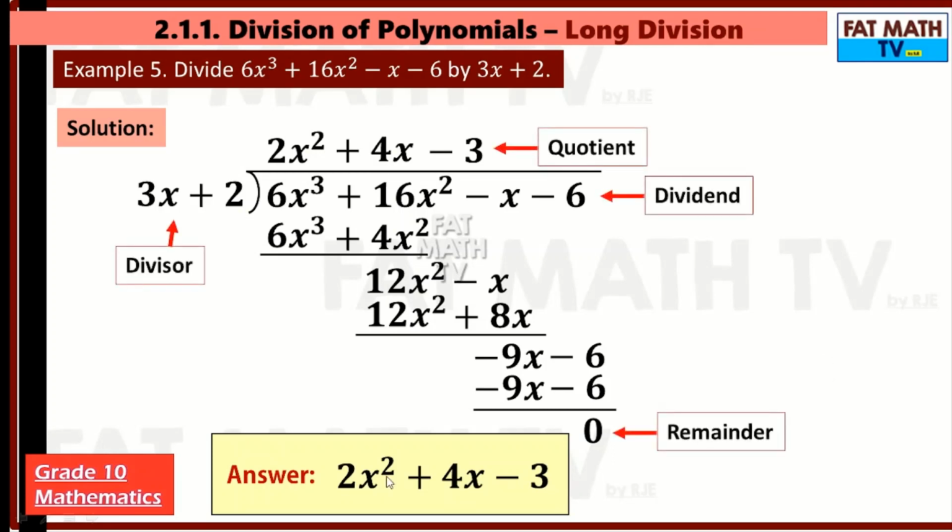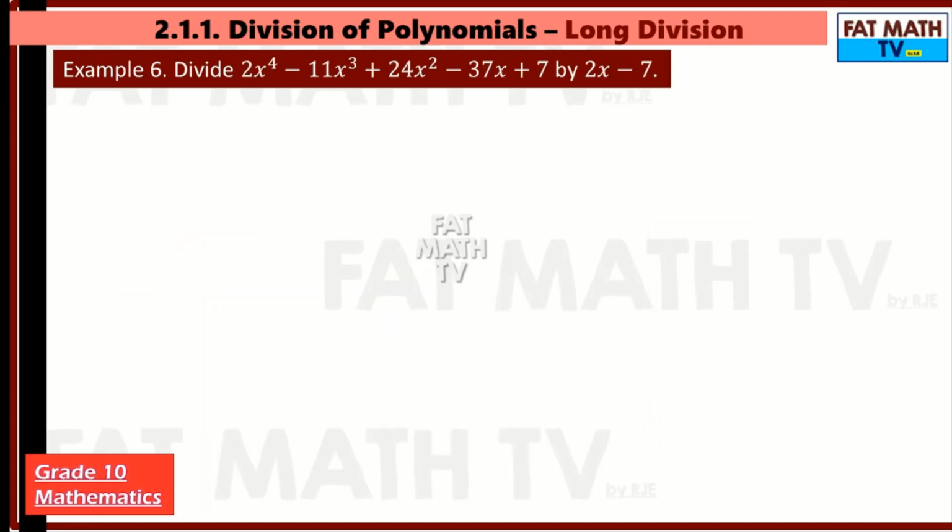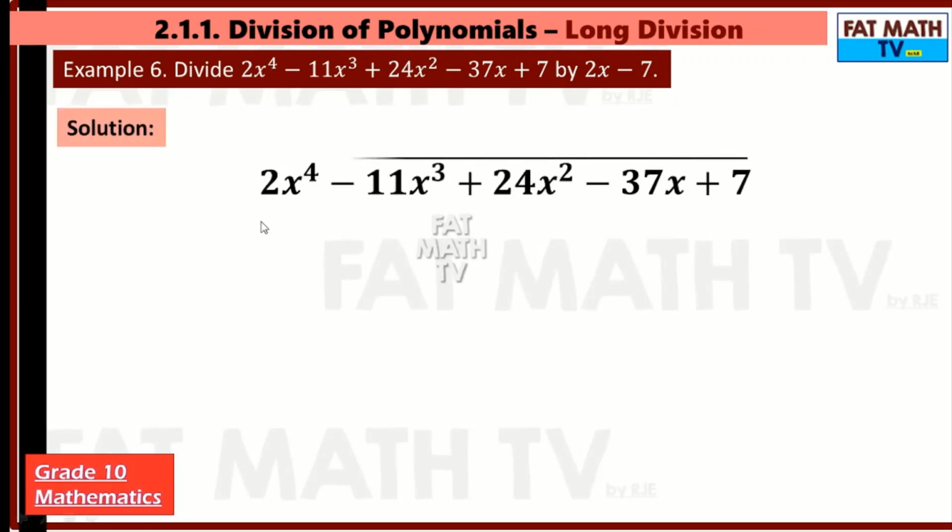Let us have example number 6. Okay, we have a polynomial of degree 4. So 2x raised to 4 minus 11x cubed plus 24x squared minus 37x plus 7 divided by 2x minus 7. So first term divided by the first term. 2x raised to 4 divided by 2x. So you just subtract the exponents. So you have x cubed.